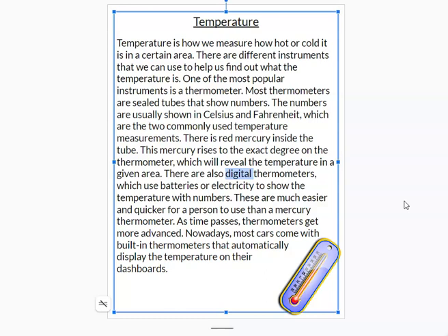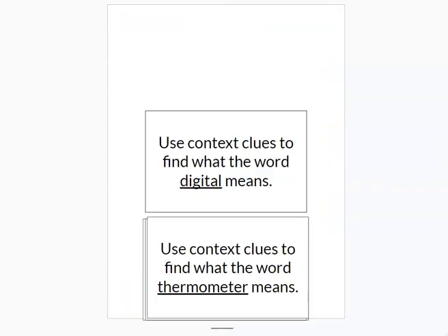Digital is a lot like temperature and Celsius in the way that the passage tells me exactly what the word means. There are also digital thermometers which use batteries or electricity to show temperature with numbers. So digital means that we're using numbers. So it's not spelled out with letters, but digital means that I'm using numbers. Let's look at the next word.